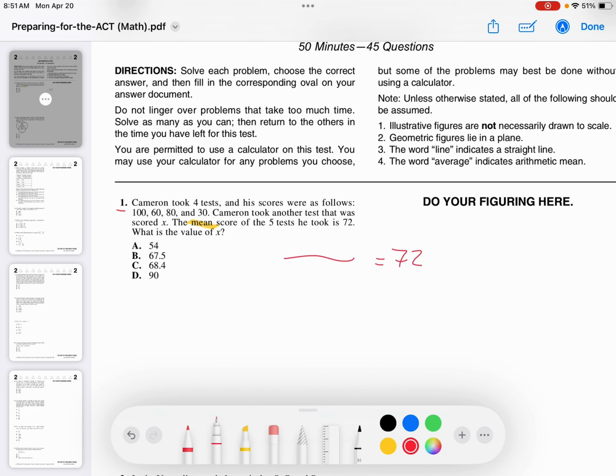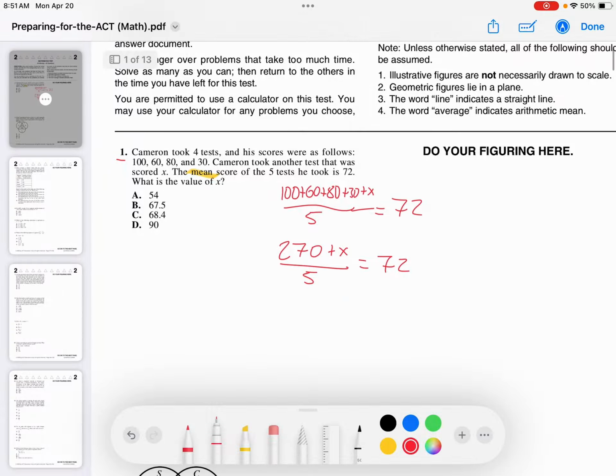That means if I take all of the tests, add them together, and divide them by 5, then that should give me 72. So let me use my calculator. 100 plus 60 plus 80 plus 30 gives me 270, plus X, divided by 5 equals 72. If I multiply both sides by 5, 72 times 5 is 360. So that would give me 270 plus X equals 360.